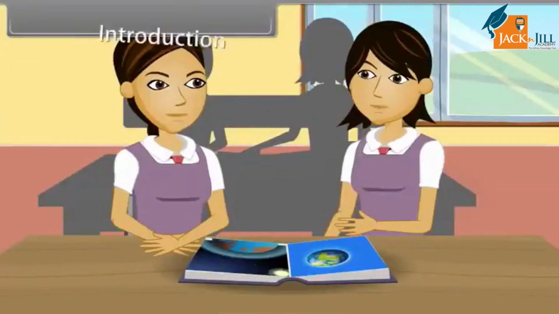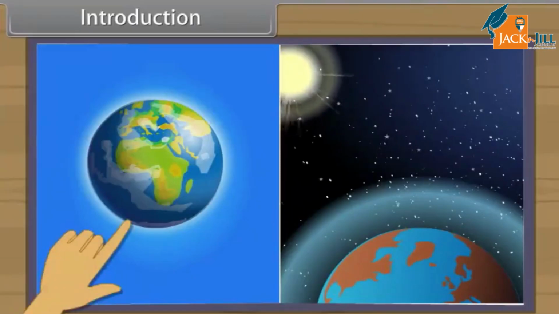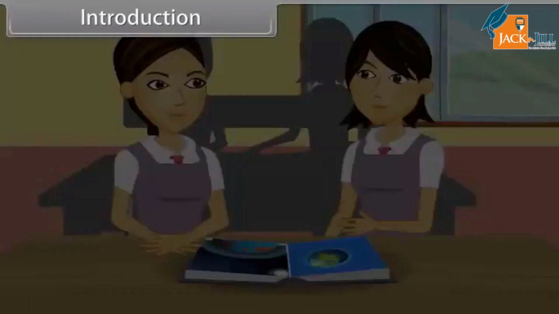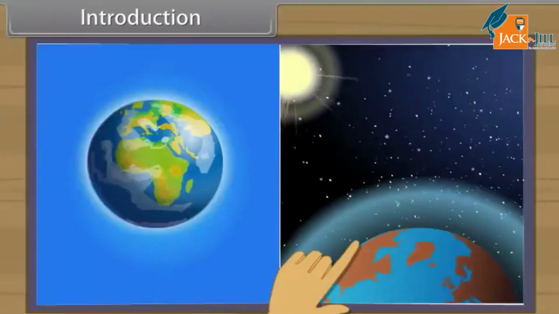Introduction. Do you know that among the planets of our solar system, it is only our Earth which has life on it? Yes, it is because existence of life depends on certain ambient atmospheric conditions: temperature, water, air and food, which are available only on the Earth.